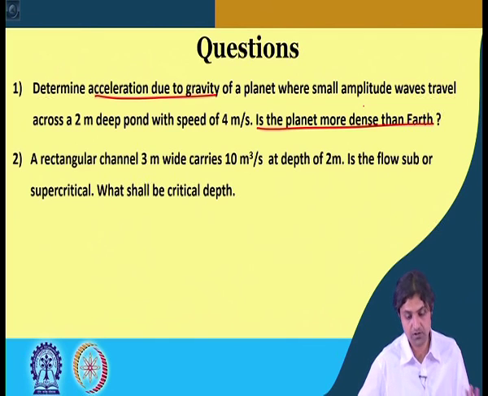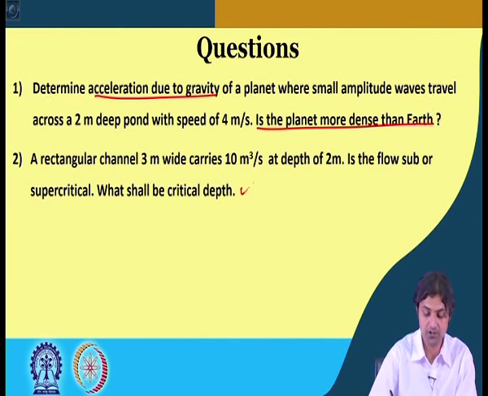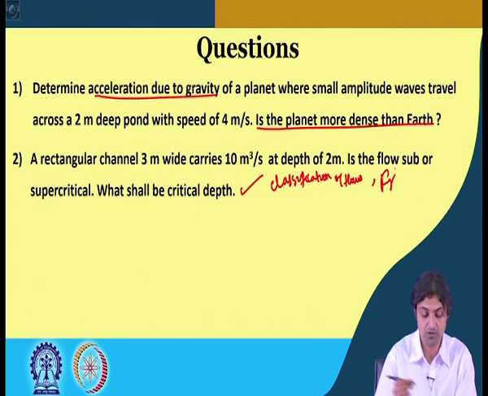There are three questions which we are going to see. The second one is, there is a rectangular channel 3 meter wide which carries 10 meters cube per second of water at a depth of 2 meter. So, the question is, is the flow sub or supercritical? And it is also asking what shall be the critical depth. This is related to the classification of flows. We are actually going to solve it. Here we have to calculate Froude number, for example.